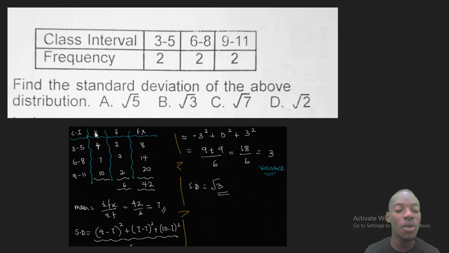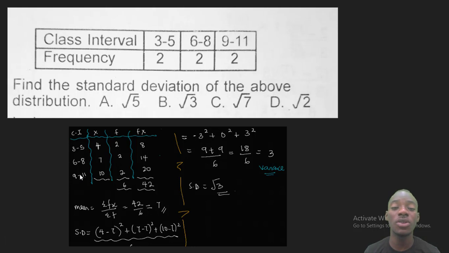So what's the middle of 3 and 5? Do you know? It's actually 4. You can also do it like this: just say 3 plus 5 is 8 divided by 2. That's to find the middle. That will become 4. Then to find the middle of 6 and 8, 6 plus 8 is 14 divided by 2 is 7. To find the middle of 9 and 11, you will always divide by 2.